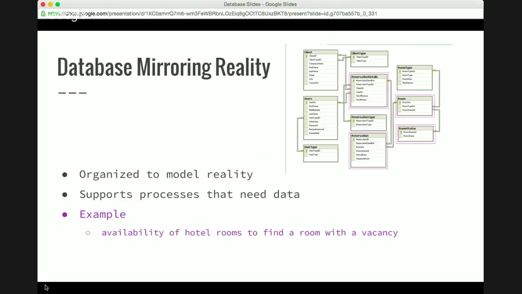Databases are set up so that they mirror reality. They're organized to model reality, and they support processes that need data. An example of this could be a hotel setting up its database so that the availability of rooms can be set up to find a room with a vacancy.